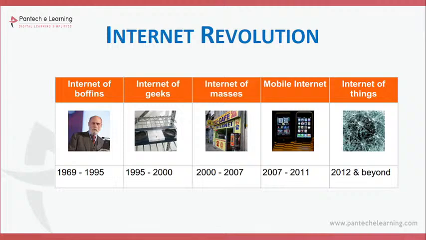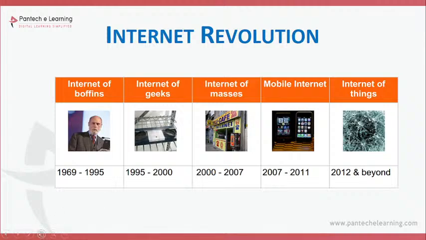So when the Internet of Things was invented, this is the revolution of the Internet of Things. The first revolution was started in 1969 to 1995 by the Internet of Boffins. So these are the different stages of how the Internet of Things was developed, year by year.